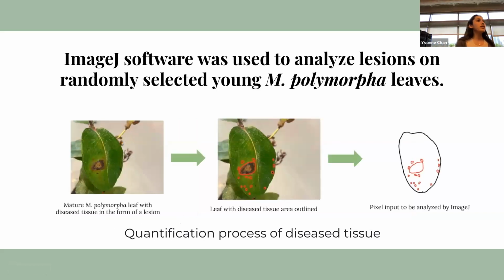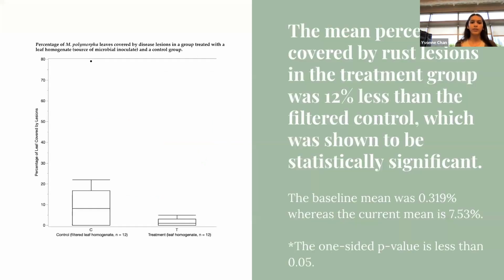Before and after the pathogen was applied to the leaves, randomly selected young Metrosideros polymorpha leaves were imaged, and then ImageJ software was used to analyze the lesions on these leaves. The pixel input of the leaf itself versus the pixel input of the lesions, the area of the lesions, was put into ImageJ software to get a percentage of the leaf covered by Osteopuxinia city lesions. This served as my main source of data for the controlled experiment.